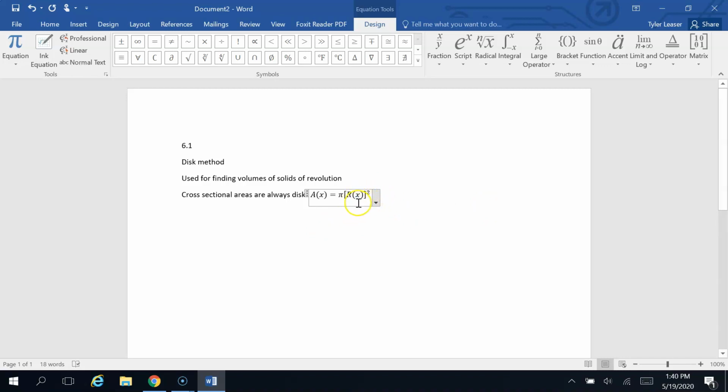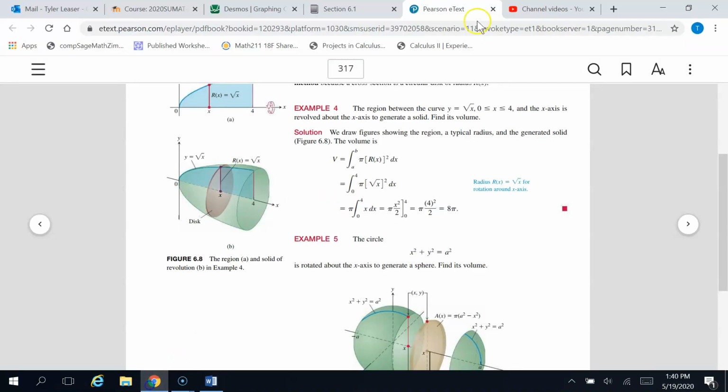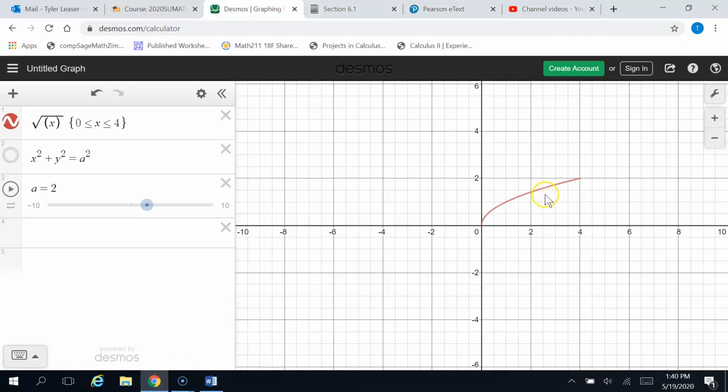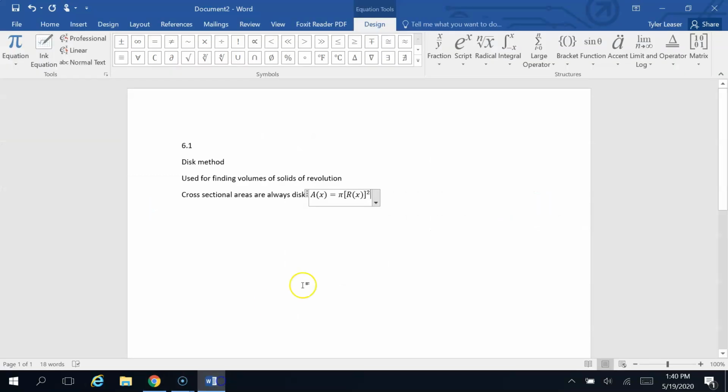But it's going to change as we move. So this radius of x, going back to the graph that I was dealing with here, as I move across the x-axis, the radius is just the distance from the x-axis to the function itself. So if I'm at location x, then I'm really looking for the y value here. And I get the y value by plugging that x back into the function. So if I'm at 3, then this y value here, which would be the radius of the disk, would just be square root 3.